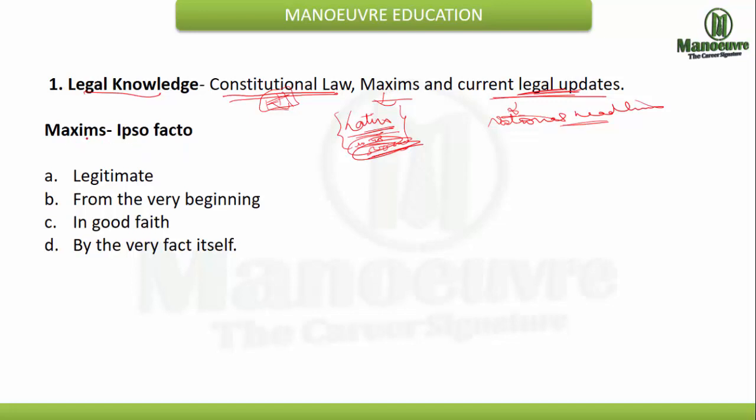Now here I'll solve an example of a maxim for you guys. Ipso facto, what does it mean? You will get 4 options on that: legitimate, from the very beginning, in good faith, or by the very fact itself. Now here the correct option is by the very fact itself. It's not legitimate; legitimate means nothing but legal. From the very beginning means nothing but the legal maxim ab initio. In good faith is also not the correct option.